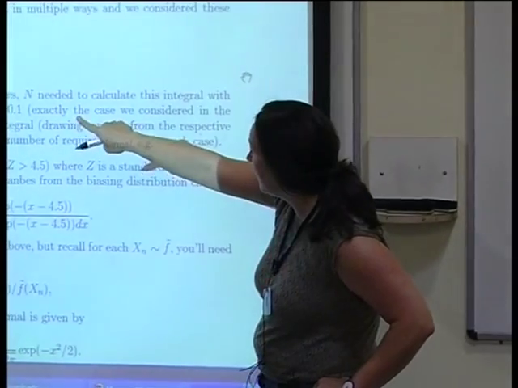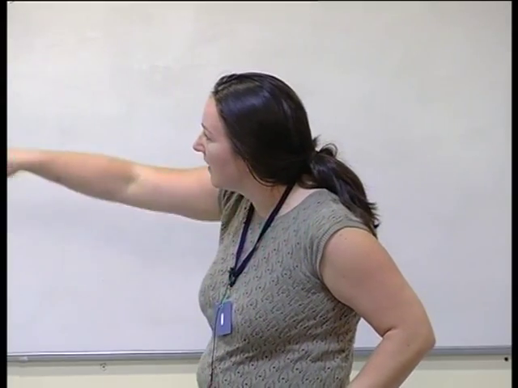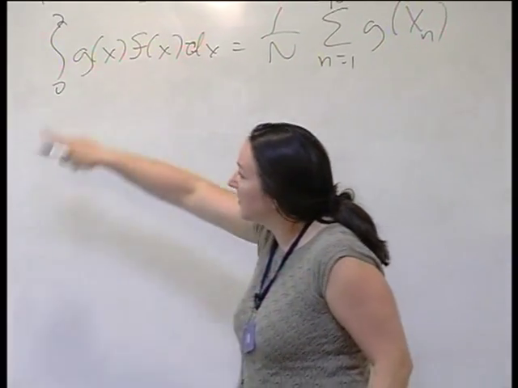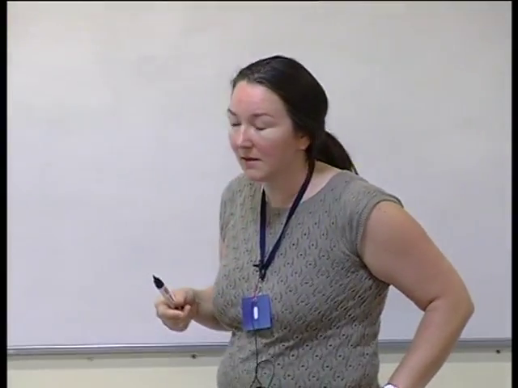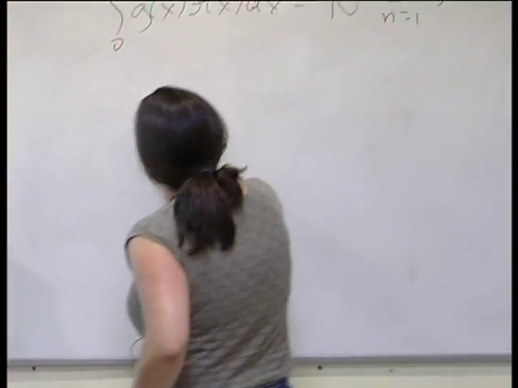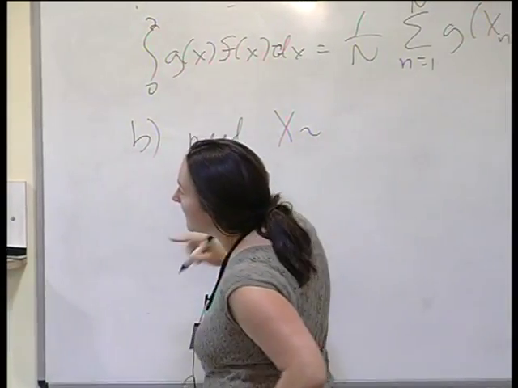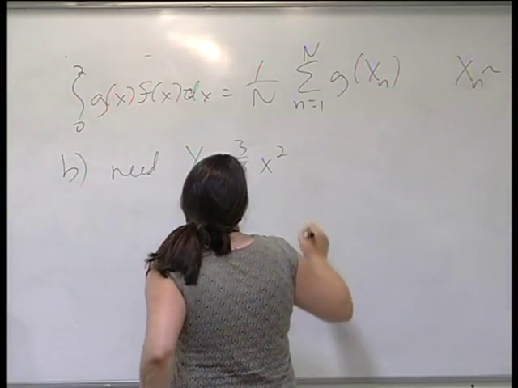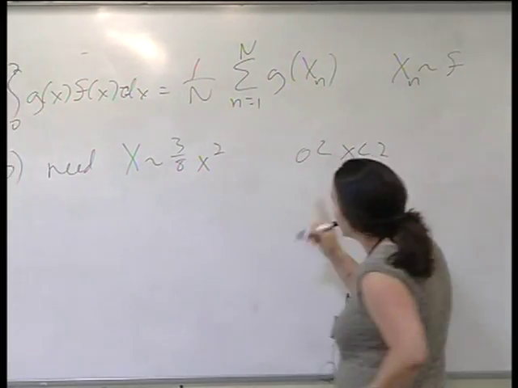We'll do the same thing where we looked at this quadratic distribution. So we have this quadratic distribution here. That would give us a different g, because of course when I multiply the 2/3 x squared by the function g, I have to get x cubed back. And so now we're going to need to draw random variables. So for part B, we'll need random variables from 3/8 x squared, this is our distribution, where x is going from 0 to 2.